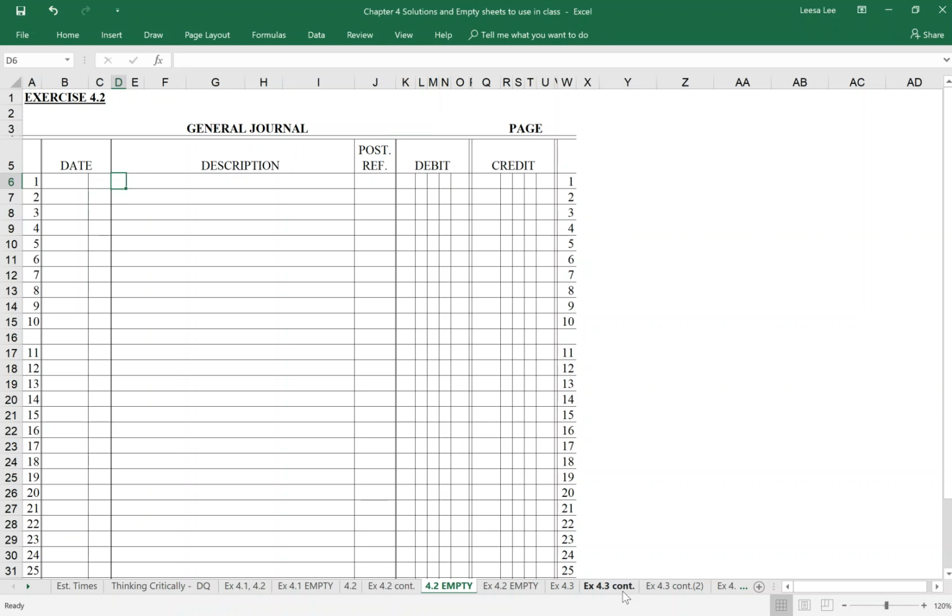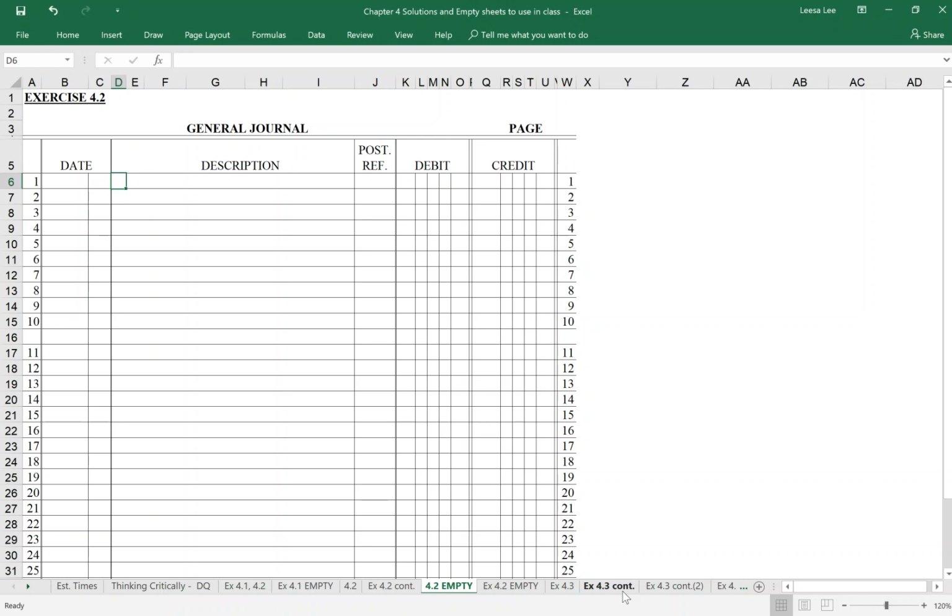Video help for exercise 4.2. This is on page 105 and 106 in your textbook. Looking at the bottom of page 105, notice the accounts that are going to be used. They're numbered for us. Those numbers don't matter for this portion of the problem, but they matter when we do exercise 4.3, because we will be posting into specific accounts.